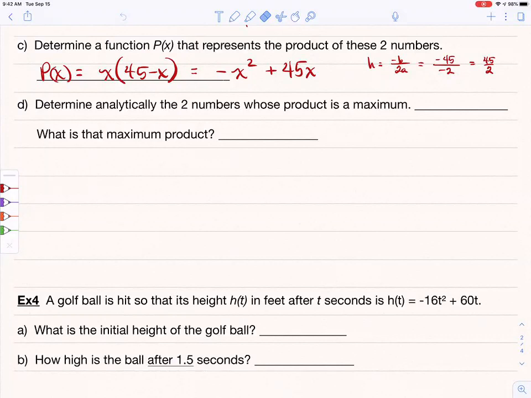What's the easiest way to find the other basket? If this basket's value was x, what was this basket's value again? 45 minus x. So once I find this guy's value, all I need to do is get 45 minus this guy's value, and we'll have our second number. So I've mapped it out for you. I want you guys to find, first of all, what are my two values, and then go find the maximum product by plugging and chugging.